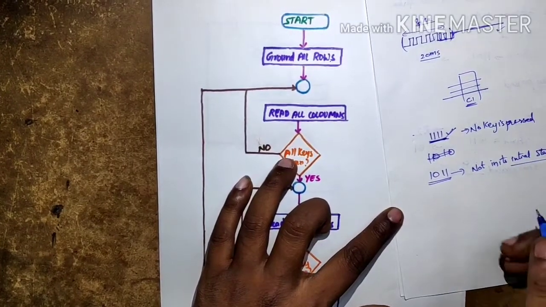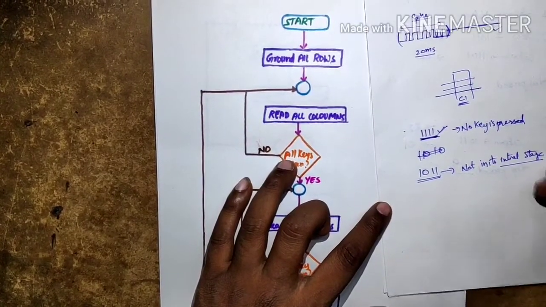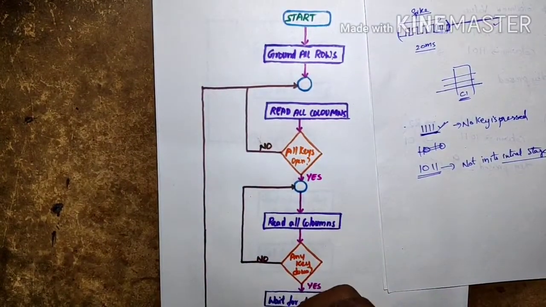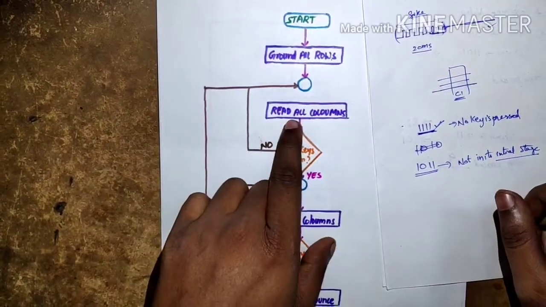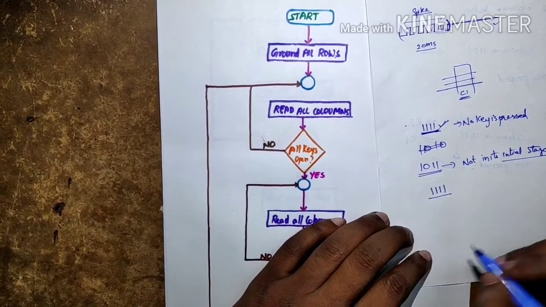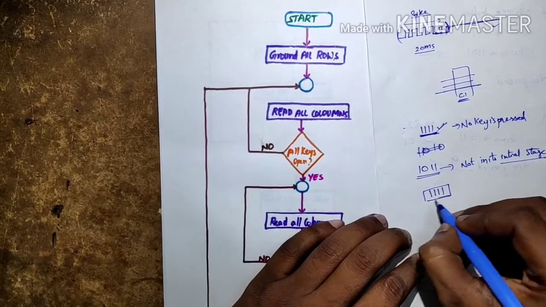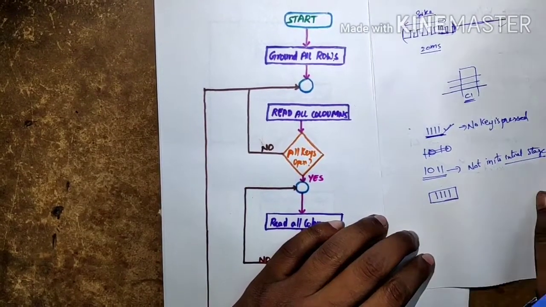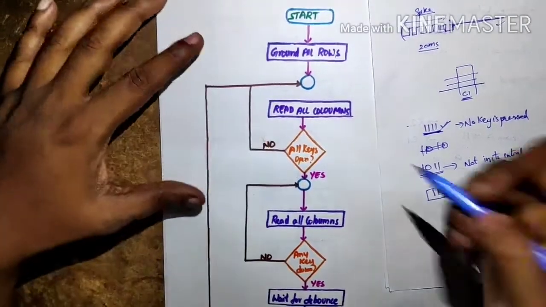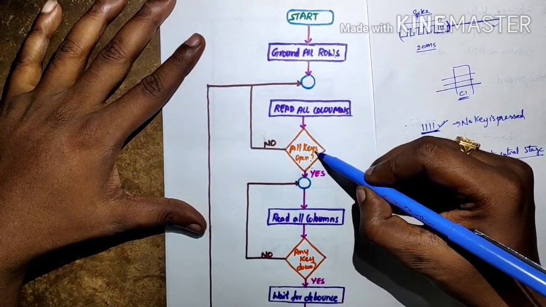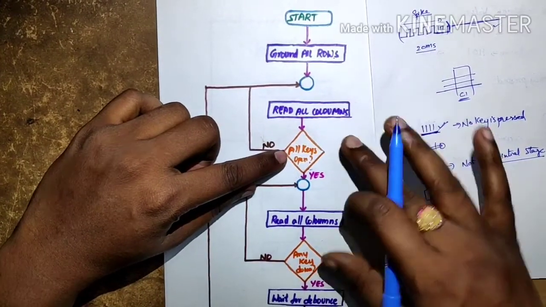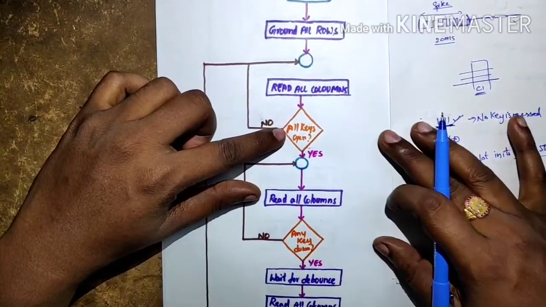Okay, it is not in its initial stage, so that's why it again goes up. Again it reads all the columns. It will make sure that all columns are ones. Whenever all columns are ones, it means our keyboard is in its initial stage. That means all keys are open. So this is our initial stage. The keyboard is in the initial stage.